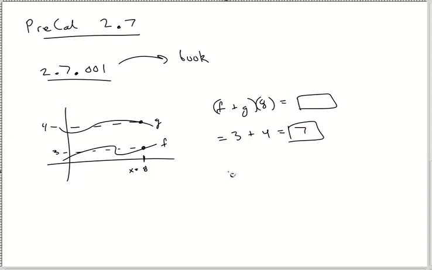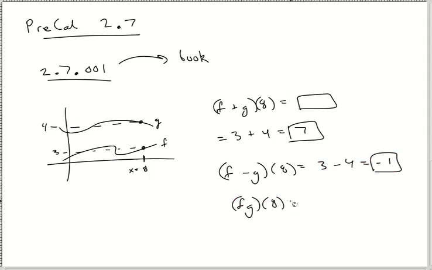Very simple. F minus G at 8. Well, notice now I'm just going to say the F value, it's 3, minus the G value, it's 4. Makes a negative 1. What about FG, when they just kind of put them right beside each other? Well, that's F times G. And so then when you have 3 times the 4, hopefully you're seeing a pattern here now.